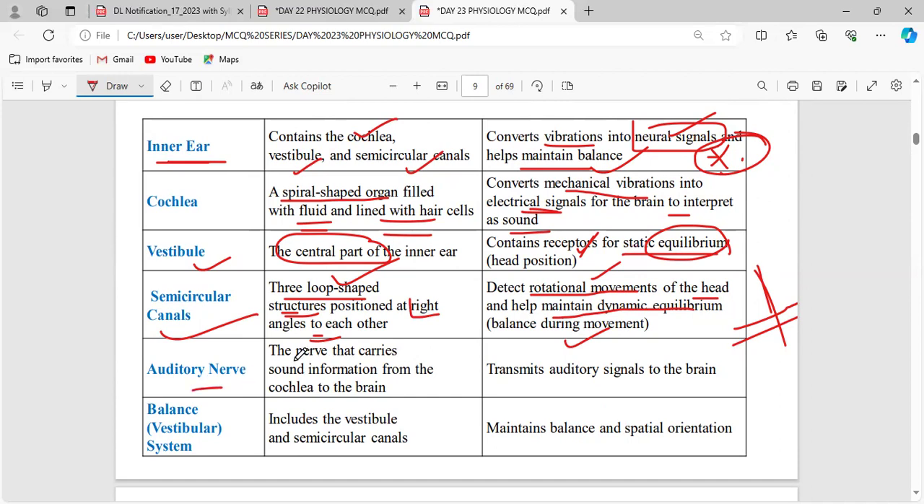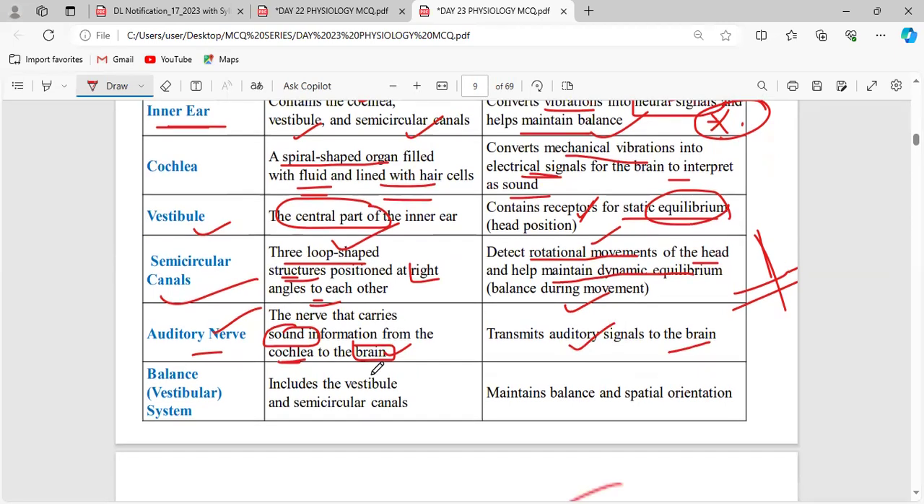Okay, now auditory nerve. This is the nerve which carries the sound information from the cochlea. Finally, it has to reach the brain, and that is done by the nerve called the auditory nerve. Just like the function performed by the optic nerve in the eye, the same function is done by the auditory nerve also. It transmits the auditory signals. Finally, it has to reach the brain.